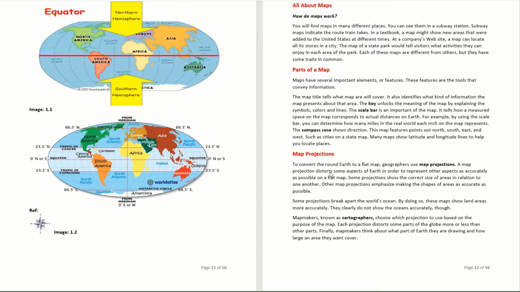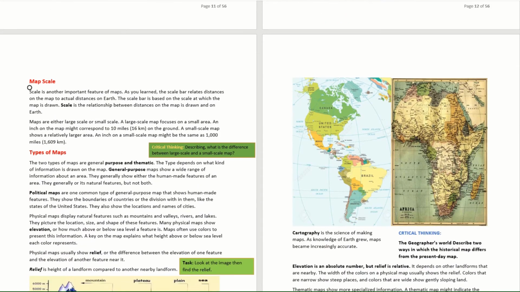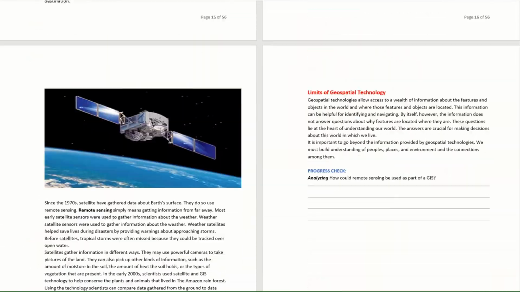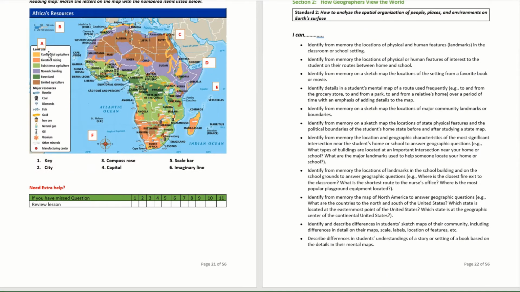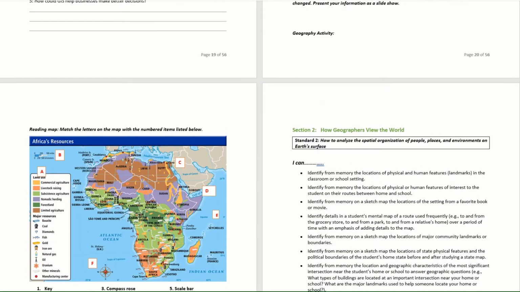Let me check if I have any map to show you the key. Here's the map. You can see this is the key, which unlocks the information on the map. And this is the scale bar, which helps us convert the actual distance into the given measurement scale on this bar, and we can easily measure the distance between two destinations.